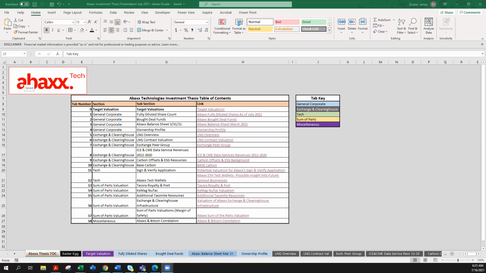And I will also have an article which will discuss my investment thesis. But today I wanted to focus on and give you kind of a demonstration of the Excel file that is attached to the article and kind of walk through that like a presentation to discuss my thesis on Abaxx.